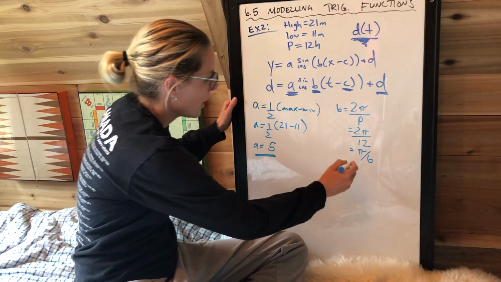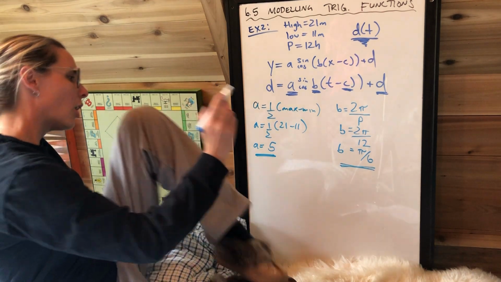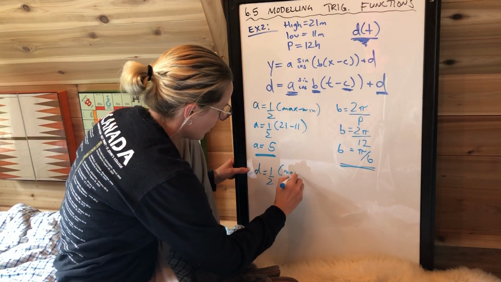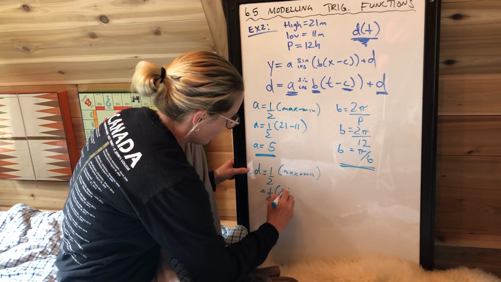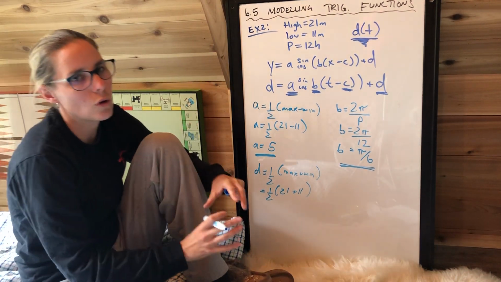Okay, so that has been calculated. The C value, we're going to hold off for a moment. Our D value is half of the max plus the min, which is half of 21 plus 11. So this is basically trying to tell you how much the whole graph has been shifted up.